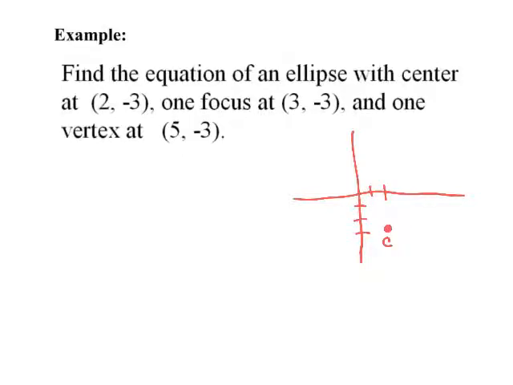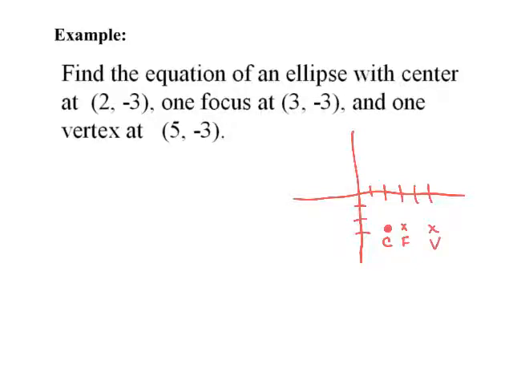And then the focus, one is at 3, -3, so it's just 1 away. I'm just going to put a little X there. Call it the focus. Oh, and one vertex is at 5, -3. So there's the vertex. We'll make a little x there, but call it the vertex.